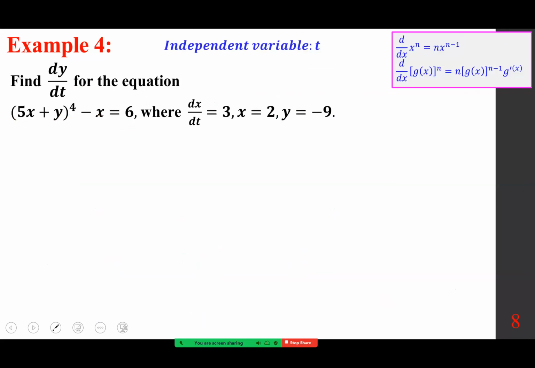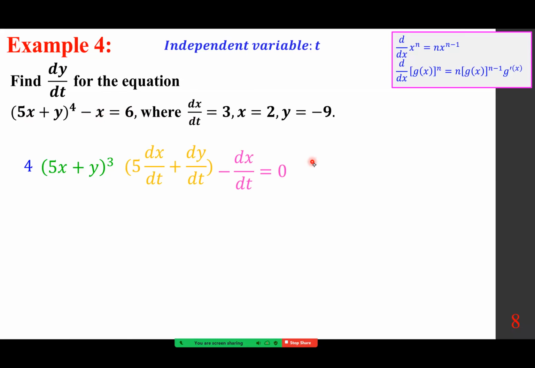Find dy/dt, which means t is the independent variable, which means the derivative of x is no longer 1, rather dx/dt. So 4 sits in front, (5x plus y) to the power of 3. By the chain rule, the derivative of the inside, 5 dx/dt plus dy/dt minus x minus dx/dt, and any number results in 0 when you differentiate.